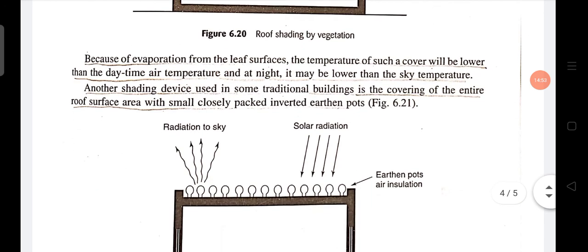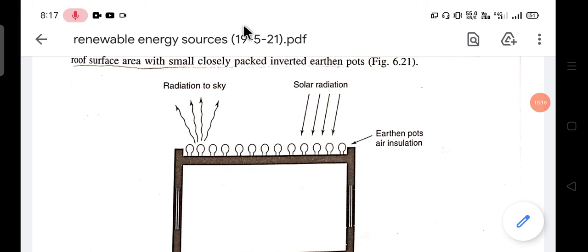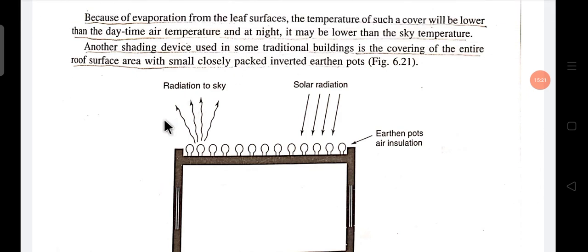Another way is we use a clay pot. We use clay pots and cover our concrete roof with them. That clay pot provides insulation from radiation, and also does not block our building's radiation at night time, because there is a gap between the clay pots.